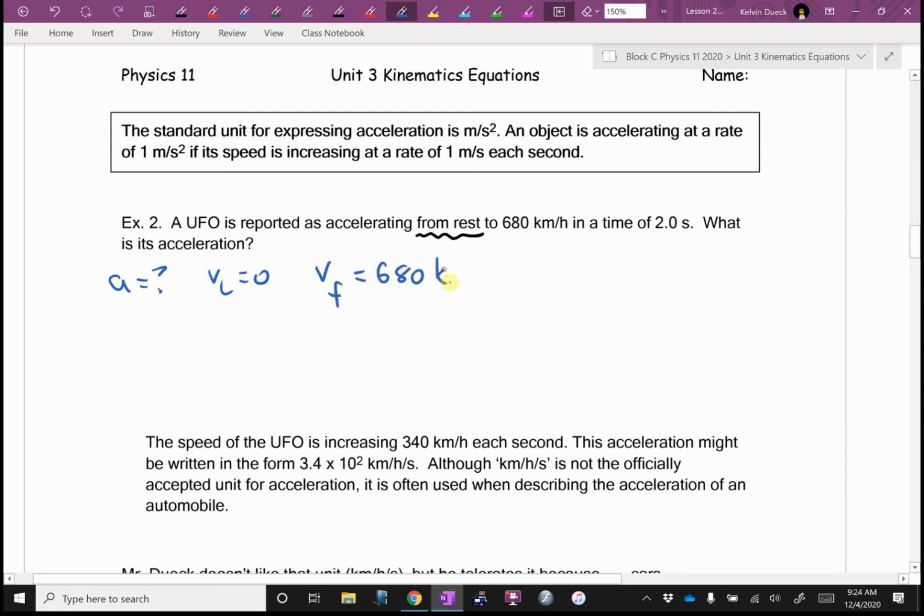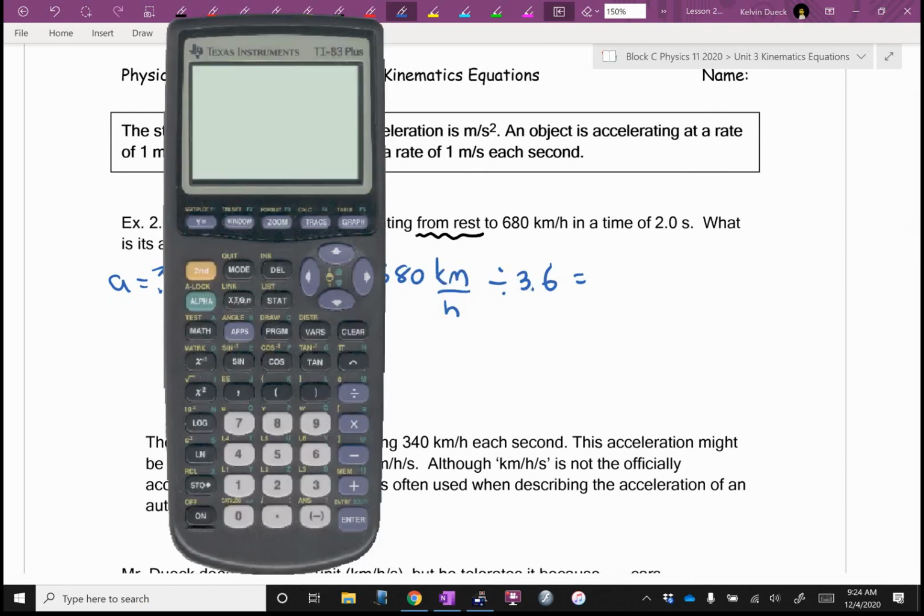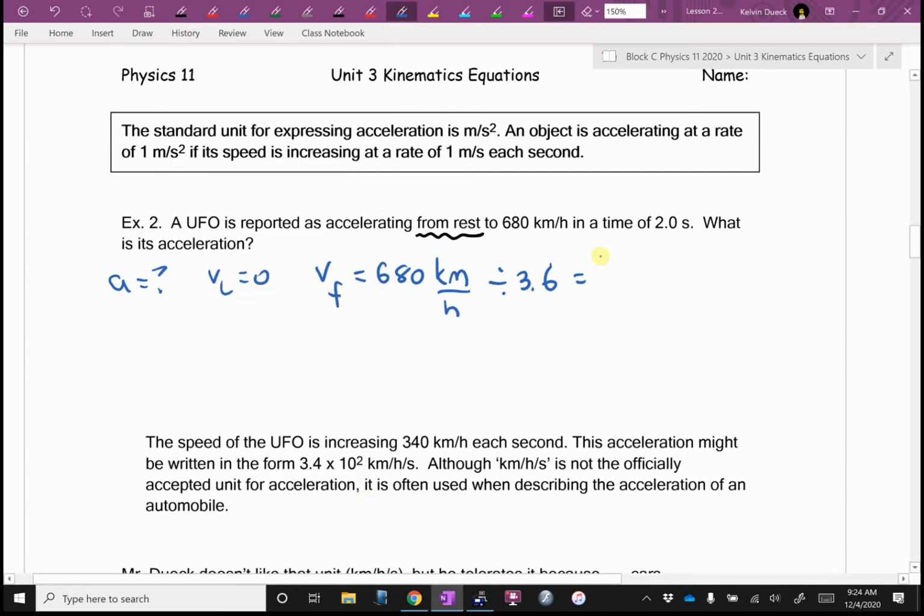It'd be cool if there was a way I could convert that to meters per second. Isn't there something to do with a 3.6? I can't remember. Oh, it's on your green sheet. Is it times by 3.6 or divide? Divide by 3.6. So I'll make a little note here. Do you get 188.8 repeating? I'm going to leave that on my calculator. I'll write in my notes 188.8 repeating, and I'll put meters per second because now it's good units.